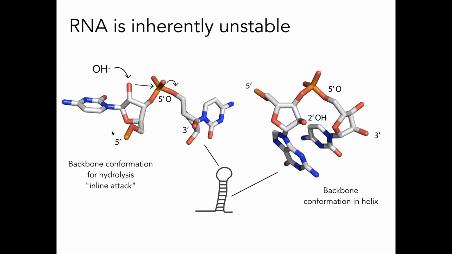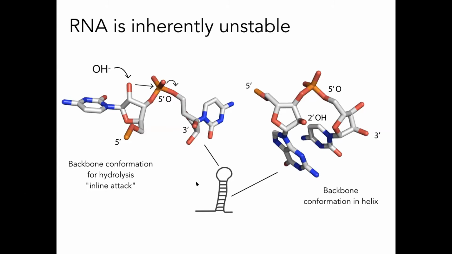So in biophysics, this is often called an inline attack because the electrons have to get in line for this to happen. But if the nucleotides here are in a helix, the same backbone is in a shape that this inline attack can't happen. So our hypothesis and our goal is to try to design more base pairing to stop this inline attack conformation from happening.